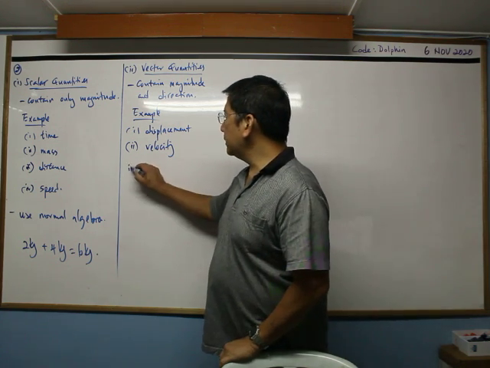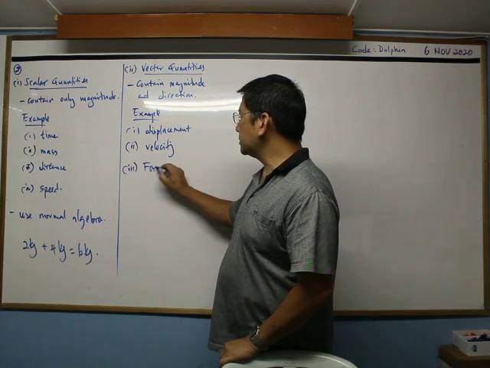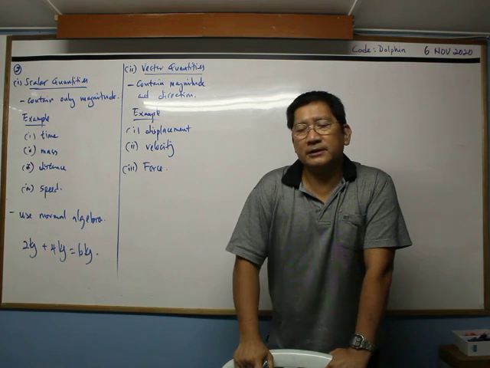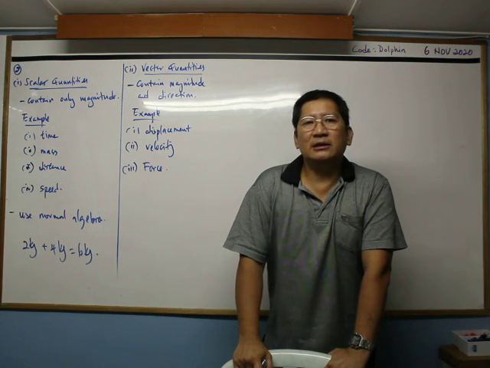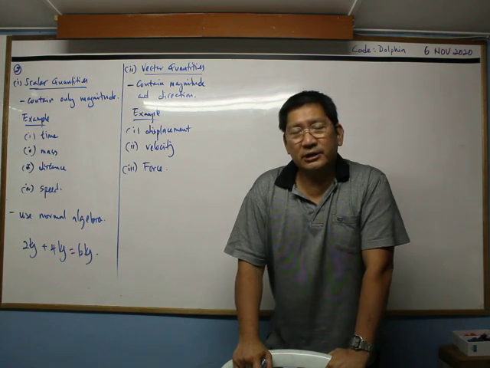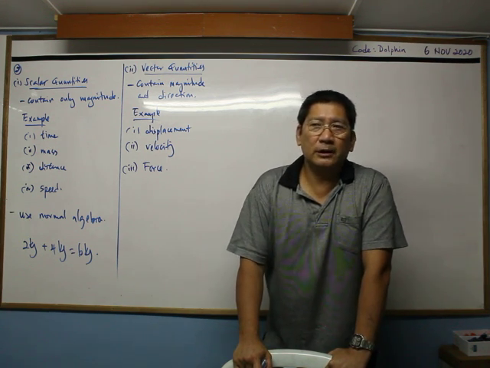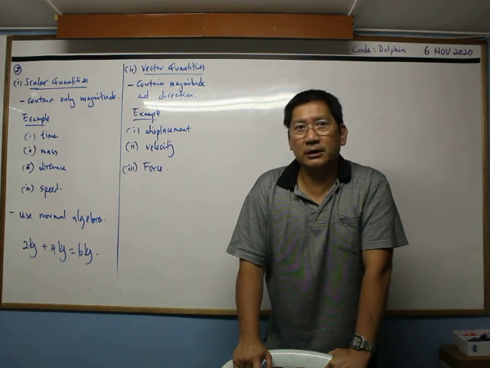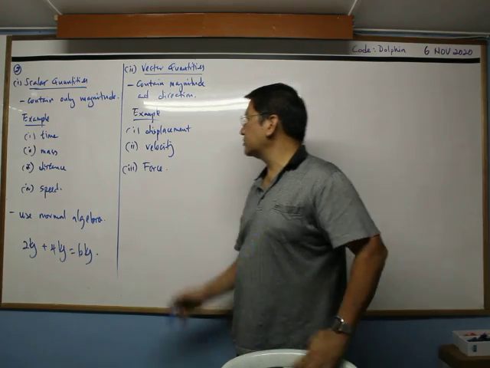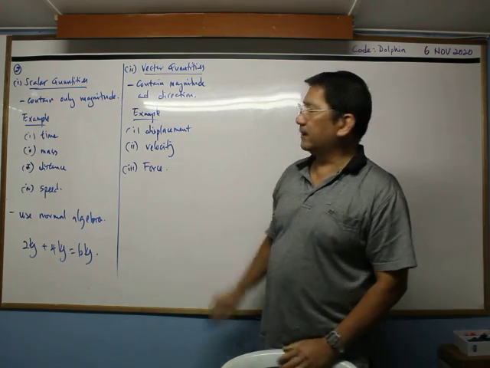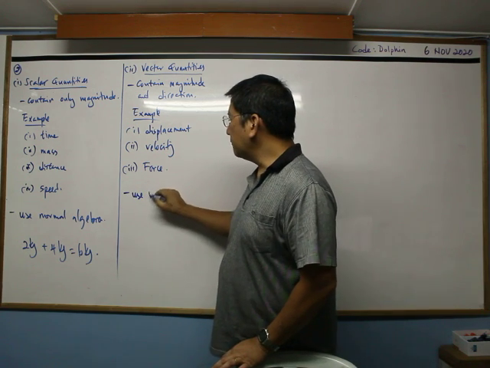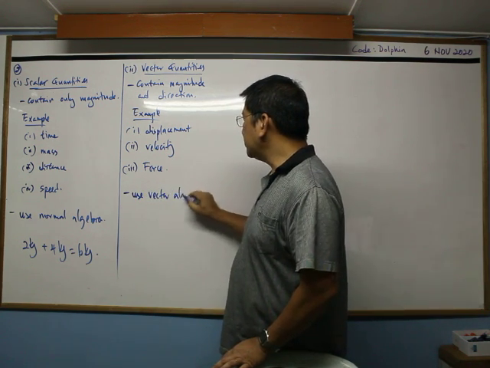Another one will be something like force. Right, force is very common. So force is something that can make something move faster or become slower, or it can change the direction of the object, and it can also change the shape of the object, if the object is changeable. Alright, so that is force. So these are examples of vector quantities, and you can only solve vector quantities using vector algebra.